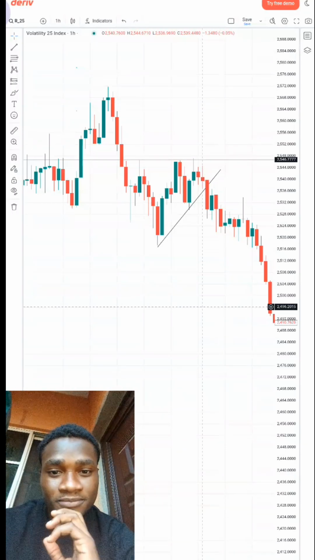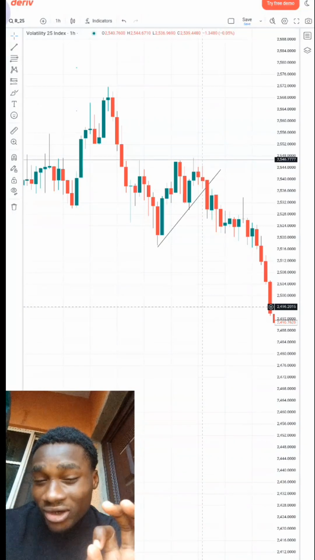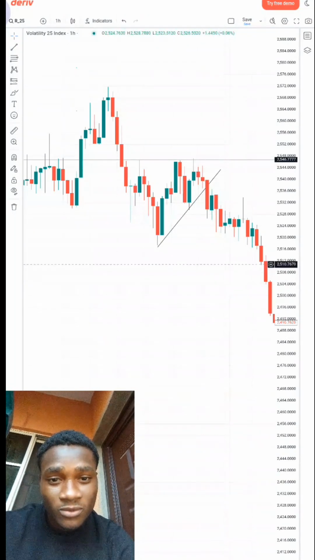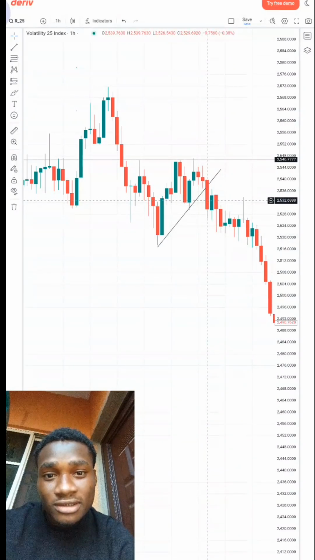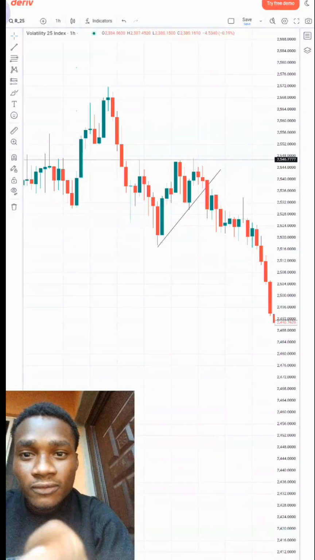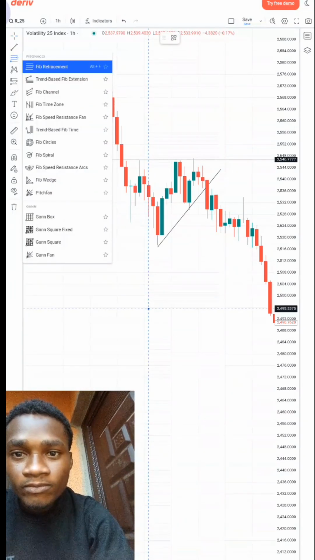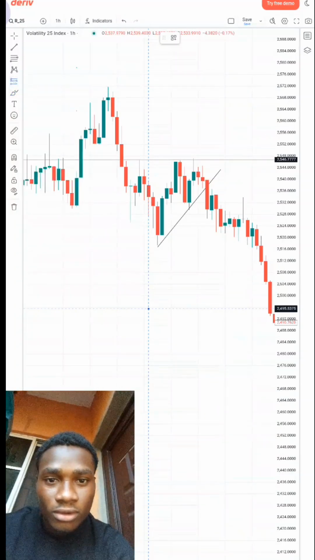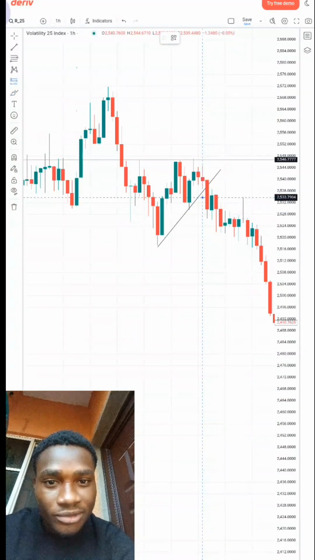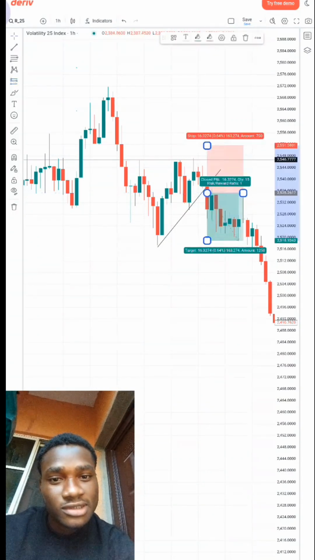Do you understand? Now the next thing you want to do is you are entering at the break of this trend line, which is here. We're entering at the break of this trend line. This is where we'll put our entry, this area.